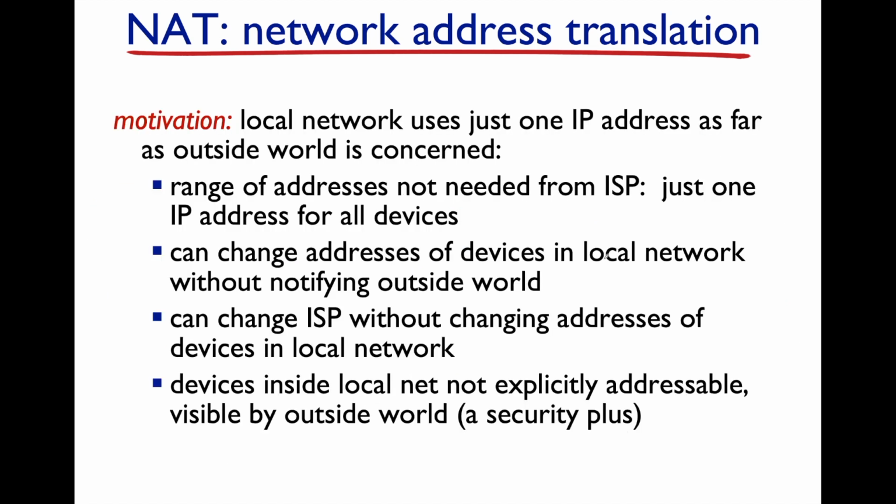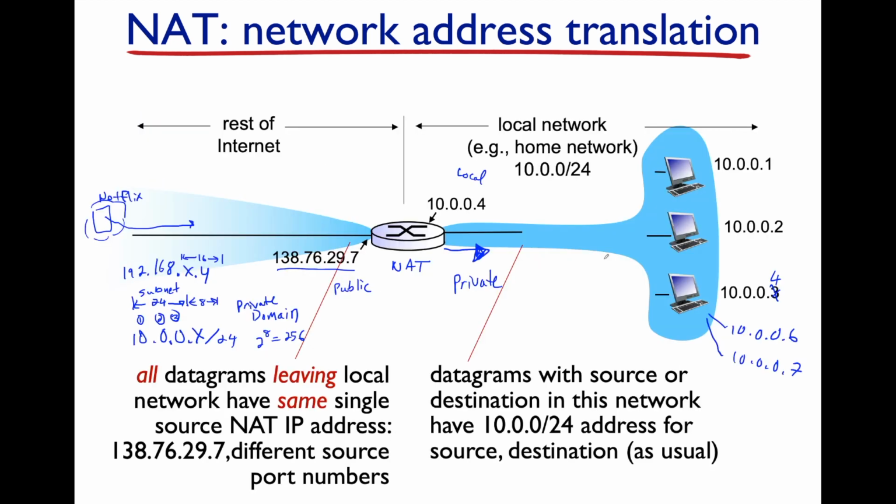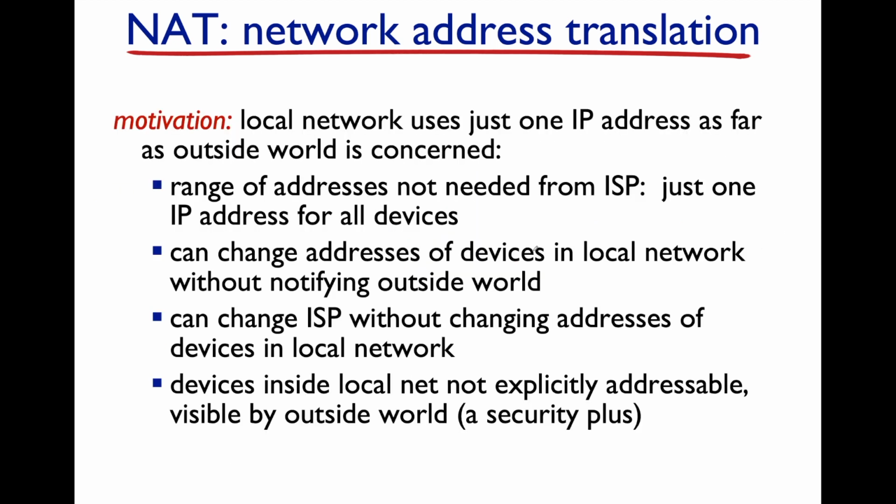So certainly on this private subnet, this private domain, the addresses of the devices in this local area can change without notifying the outside world. From the outside world, it's the same static IP address. From the perspective of the inside on the private network, these IP addresses can change. The other motivating factor is that certainly you can change service providers. Now, if you change service providers, you shouldn't have to change the addresses of all the local devices in the local network. So what does that mean?